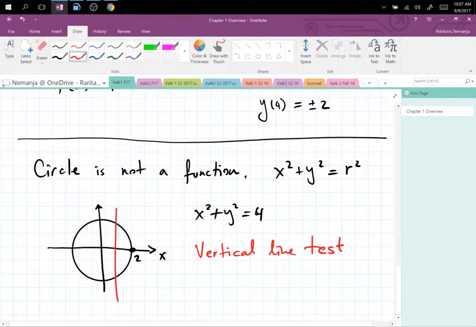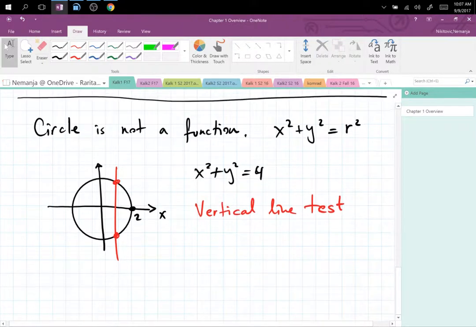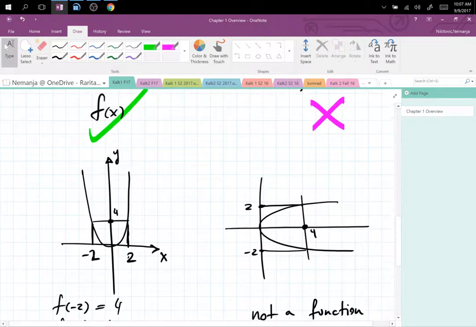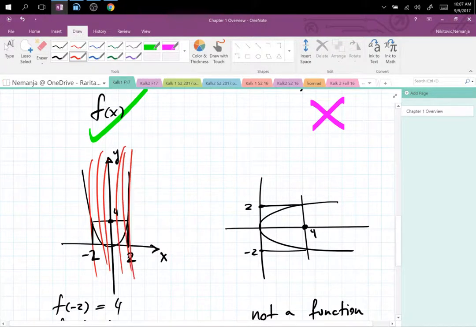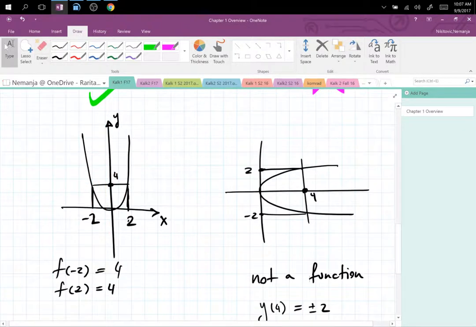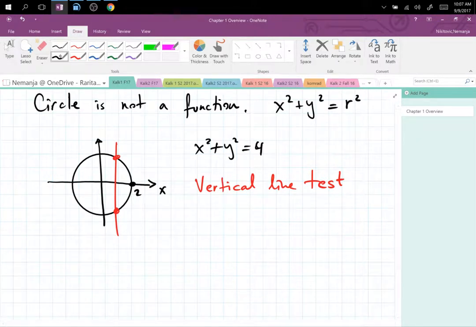You see that line cuts the graph twice. It cuts it here and it cuts it here, so it produces two different y values, not a function. So we use the vertical line test to visually determine if something is a function or not. For the vertical line test, if the line cuts only once, as you can see here, it's a function. Over here, it cuts twice, not a function. So if it cuts more than once, immediately not a function. We use the vertical line test because it's easy. Great.